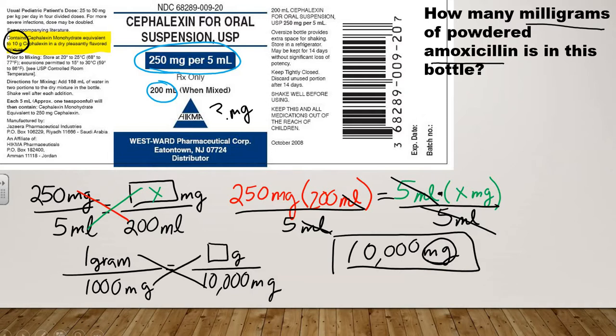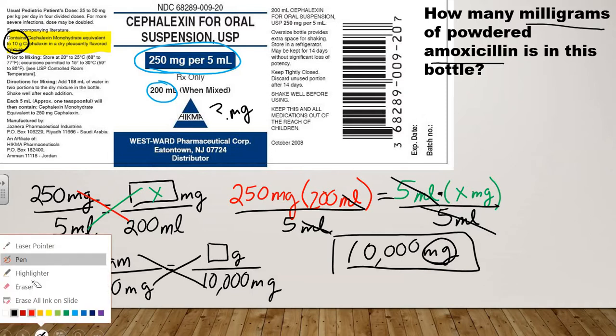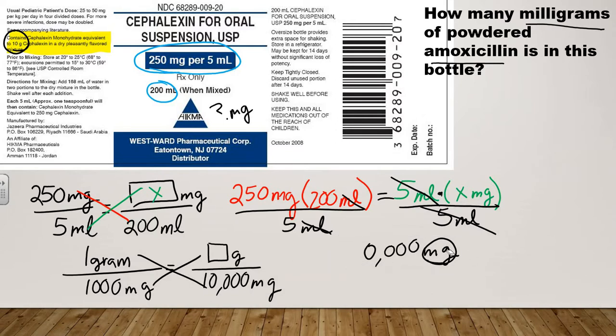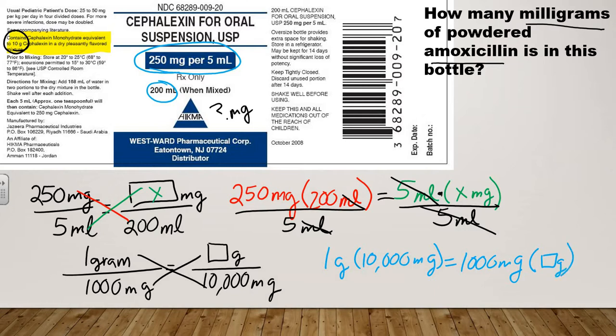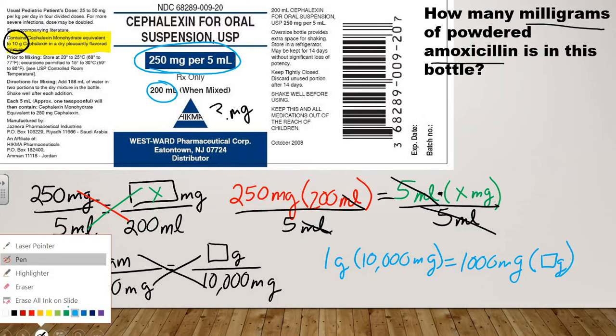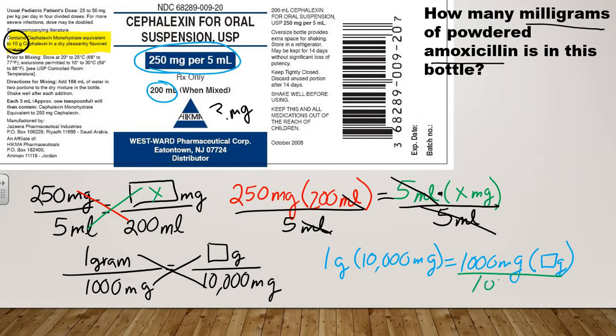Cross multiply. I'm going to bring that math over here on the right. And I have 1 gram times 10,000 milligrams equals 1,000 milligrams times an unknown grams. So I simply divide by 1,000.